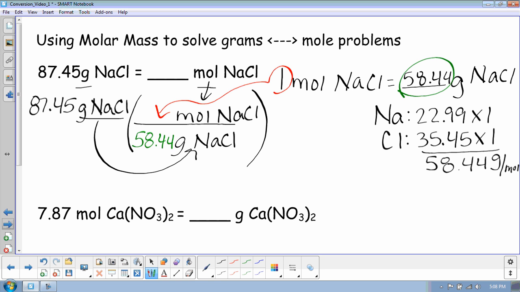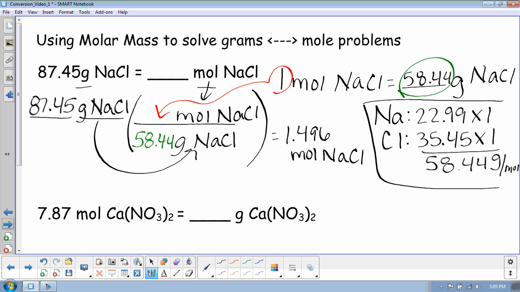So 87.45 divided by 58.44 is going to give me an answer. This time we're going to actually have 4 significant figures based on the first number. And I'm going to get 1.496 moles of NaCl. Note that these questions really aren't any more difficult than the ones we just did, except for the fact that we have to solve for the molar mass using this method right here.